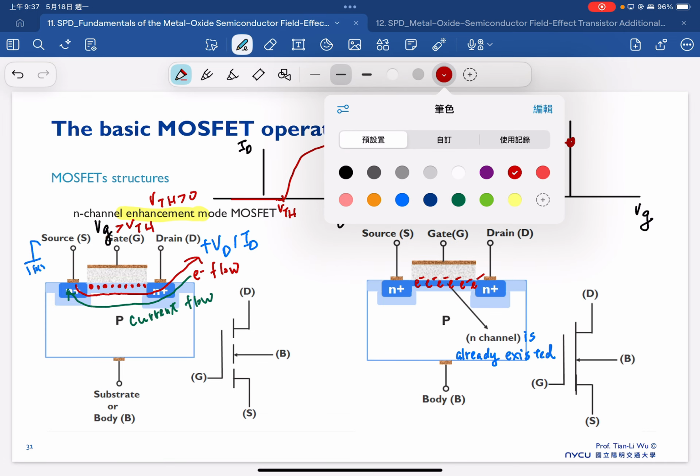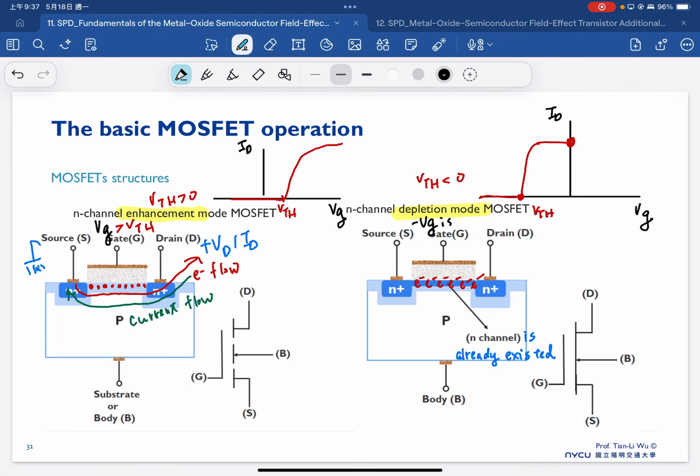When VG is negative enough, we can turn off the channel here. So a negative VG is needed to turn off the channel. Turning off also means to deplete the channel. So that's why we call this a depletion mode here. That's the main difference between these two. One is enhancement mode, one is depletion mode.